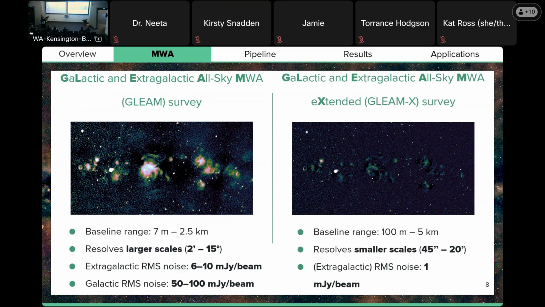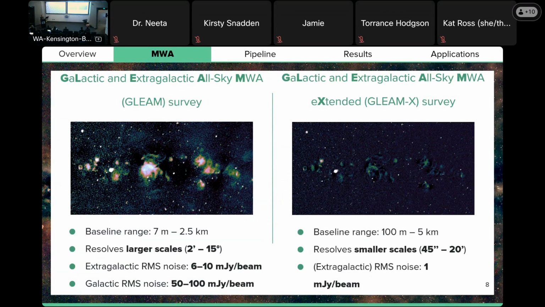GLEAM-X instead was observed after the upgrade of the MWA with the extended phase 2 configuration, which had a less dense core, with the shorter baselines now being 100 meters, and we expanded the longest baseline to 5 kilometers to improve the resolution. We can now resolve smaller scales from 45 arc seconds to 20 arc minutes, and we have much better RMS noise of 1 millijansky per beam. So it is already in the extragalactic sky, which is 10 times better than what we could achieve with GLEAM.